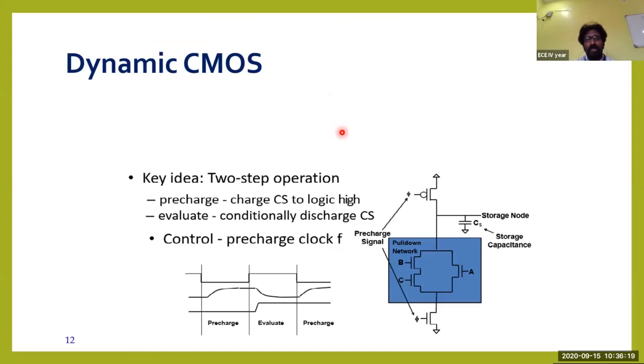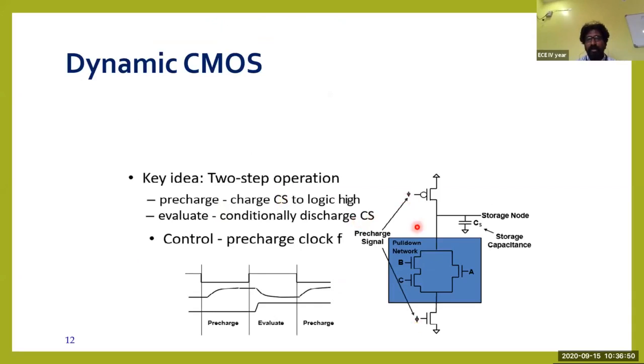So now this is a small explanation of how dynamic CMOS looks. It's a 2-step operation: the pre-charge state and the evaluate state. Why do we use a pre-charge state? The pre-charge state is mainly used to charge the signal to logic high, and the evaluate state is mainly used to discharge it. CS means clock signal. This is the clock signal which you see, and here also you can see the clock signal.